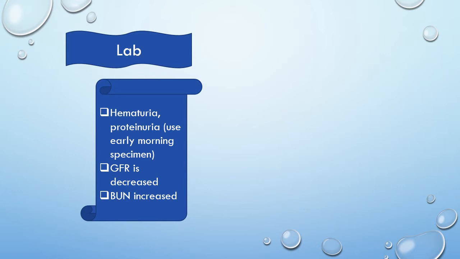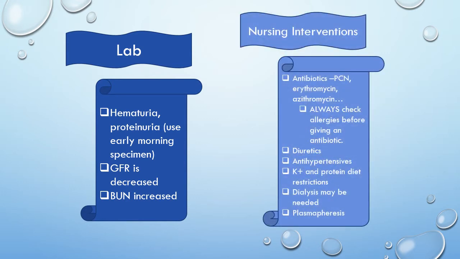Collaborative care will include lab diagnostics. There will be hematuria and proteinuria, and it's usually seen in early morning specimens. The GFR will be decreased and the BUN will be increased. Nursing interventions will include antibiotics, diuretics, antihypertensives, potassium and protein diet restrictions. Dialysis may be needed, and then there is also the possibility of plasmapheresis.